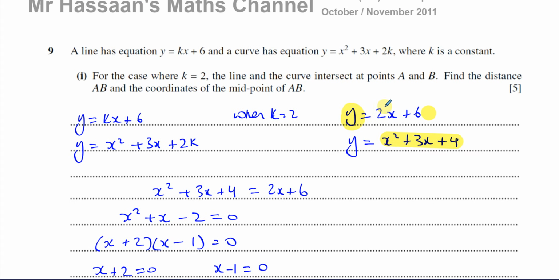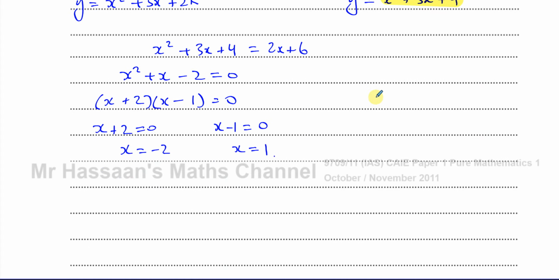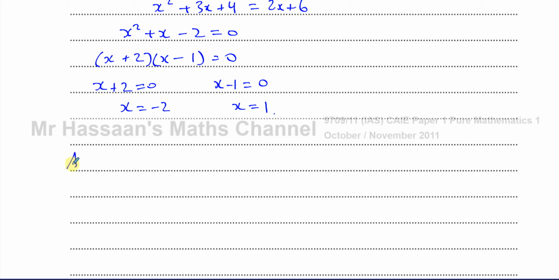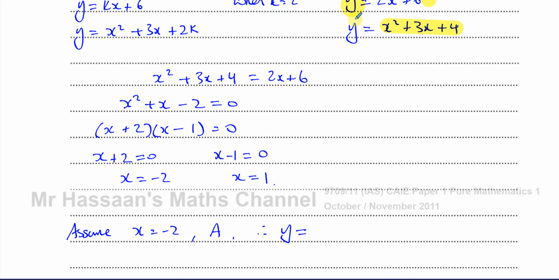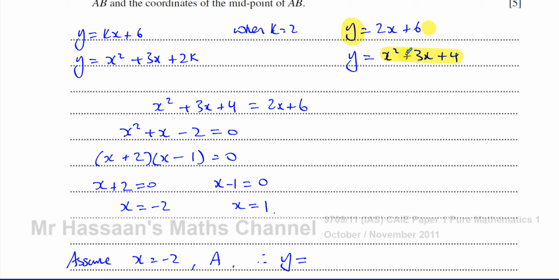They didn't tell us which one is A and which one is B. So let's assume x equals −2 is the x coordinate of A. So therefore, we need y for the x coordinate of A. Now we can replace x with −2 in either of these two equations and we will get the same answer because they both intersect at that point.